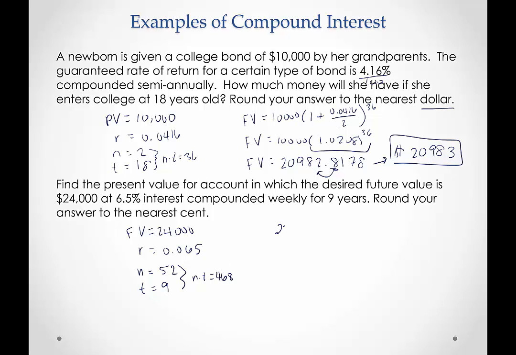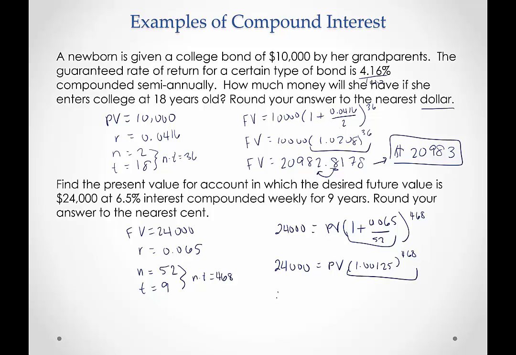Okay, so plugging this in, we get 24,000 is equal to our unknown times 1 plus the interest rate divided by 52, our n, to the 468. All right, working through this, we have 24,000 is equal to our present value. When I look at this, I end up getting 1.00125 to the 468. When I calculate this, 24,000 is equal to present value times 1.7943. So I'm going to divide both sides by this amount, 1.7943.